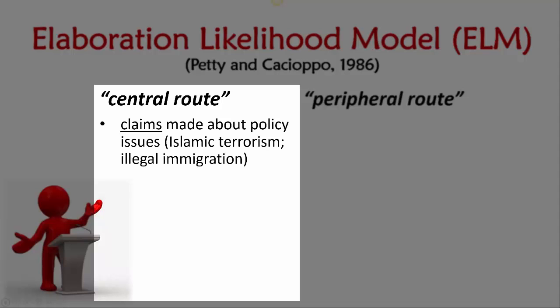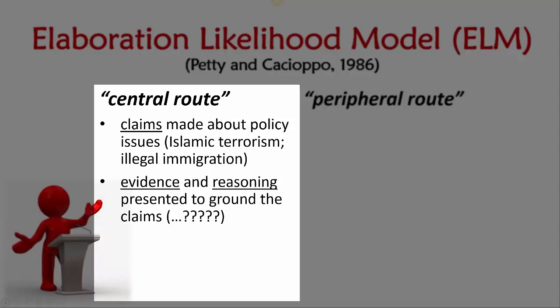So this processor is going to look at the claims that are being made about policy issues in this ad. The ad focuses on Islamic terrorism and illegal immigration primarily. And so any information or past knowledge that the audience member has is going to be used to essentially check what this person already knows or believes against what the Donald Trump campaign is presenting on these issues. This processor is also going to really pay close attention to the evidence and reasoning that's used in the argument presented by this ad in order to ground those claims.